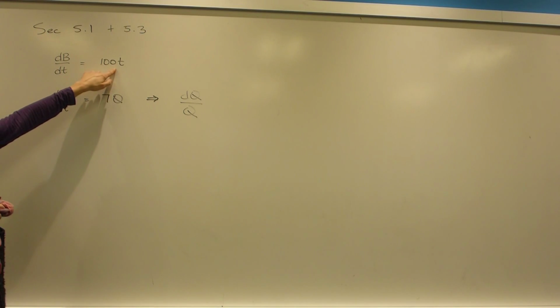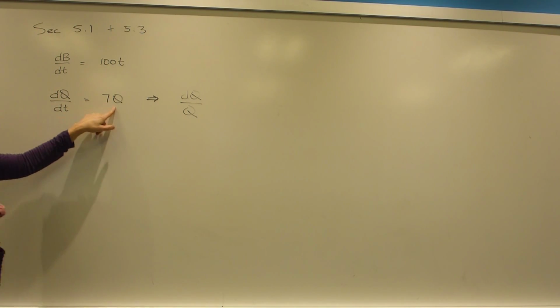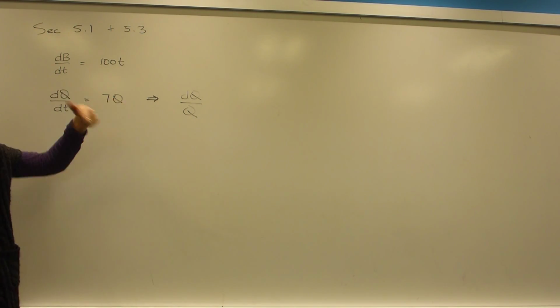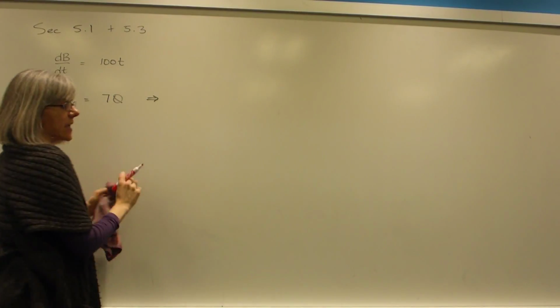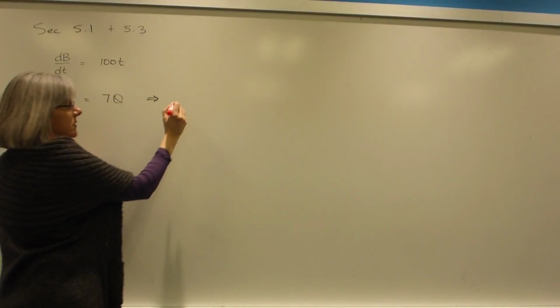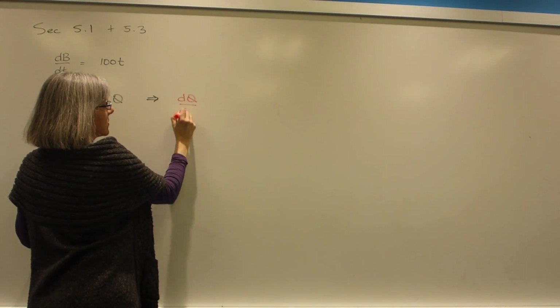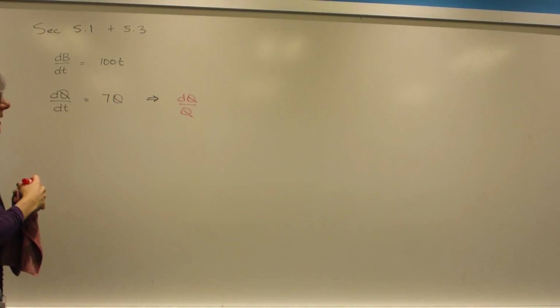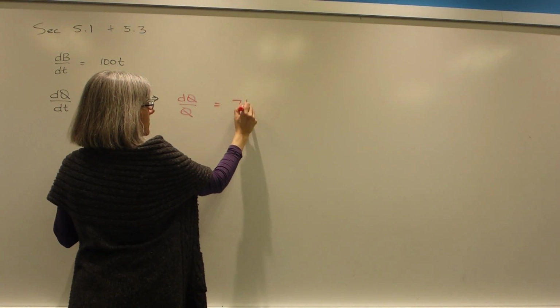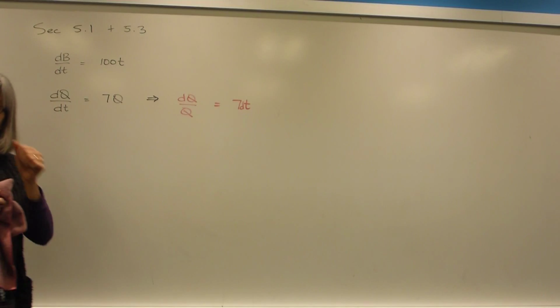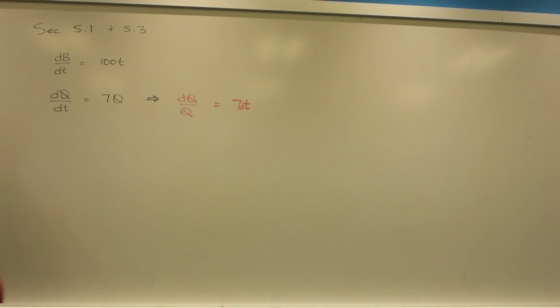Instead of it being a function of time, now the derivative is actually proportional to the function itself, which is a little bit odd. So what we would like to do in this case is to get all the q's on one side, so dq over q, all the q's on one side, and then everything else on the other side. And now we're going to do the antiderivative of both sides.